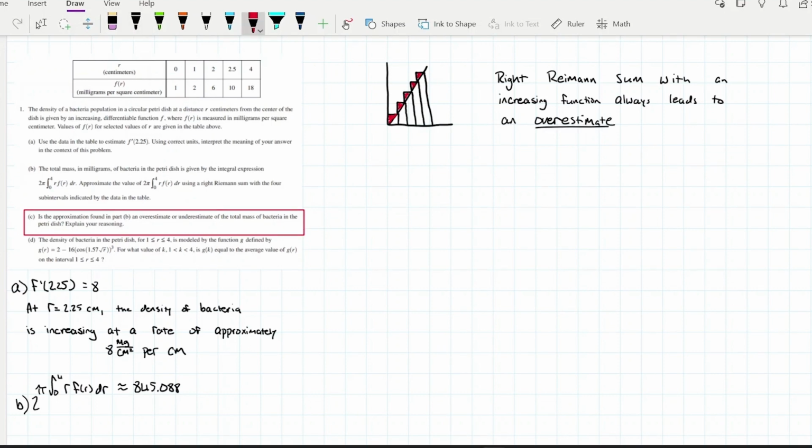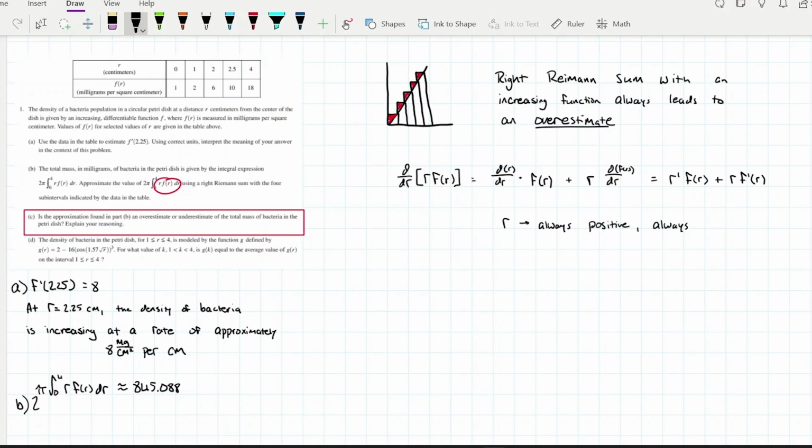We can prove mathematically that this is an increasing function by showing that the derivative of the function, which is also the slope, is positive over this range. To find the derivative, we'll need to use the product rule. Now, if each of these 4 terms are positive over the specified range, then it's an increasing function. It should be clear that each term will be positive since r is always positive and increasing, and f of r is always positive and increasing. Hence, a right Riemann sum will result in an overestimate.